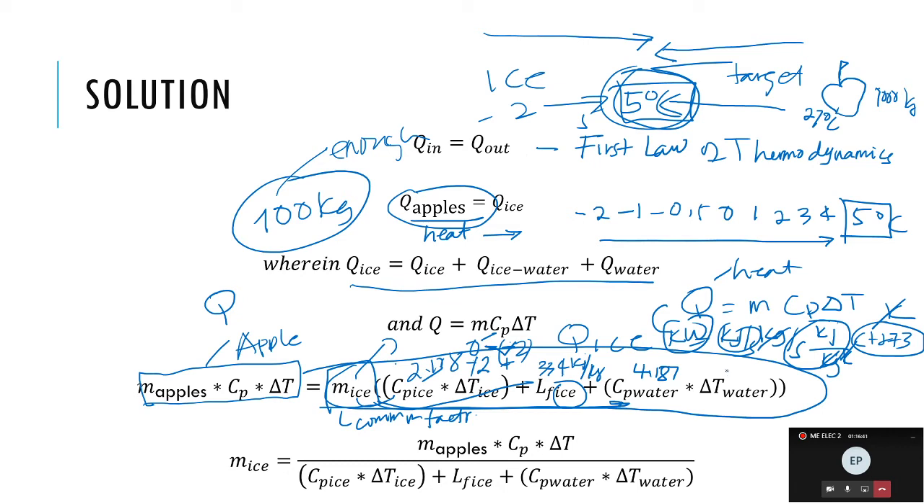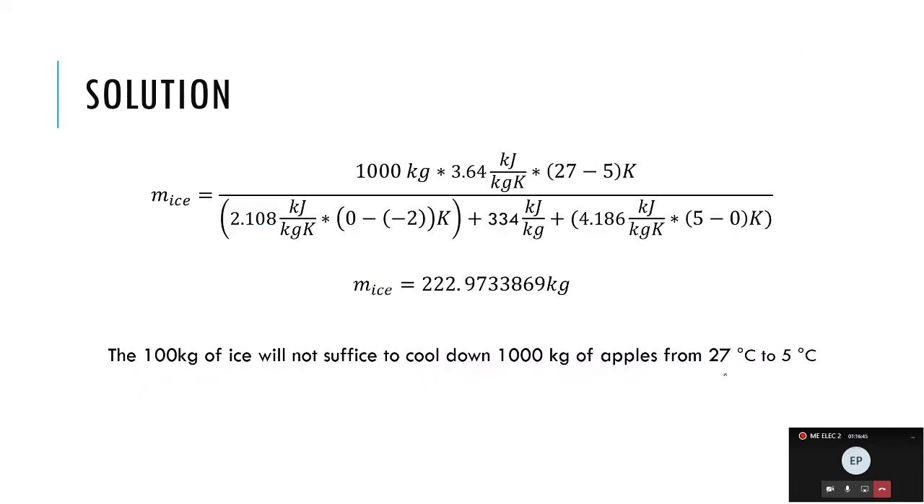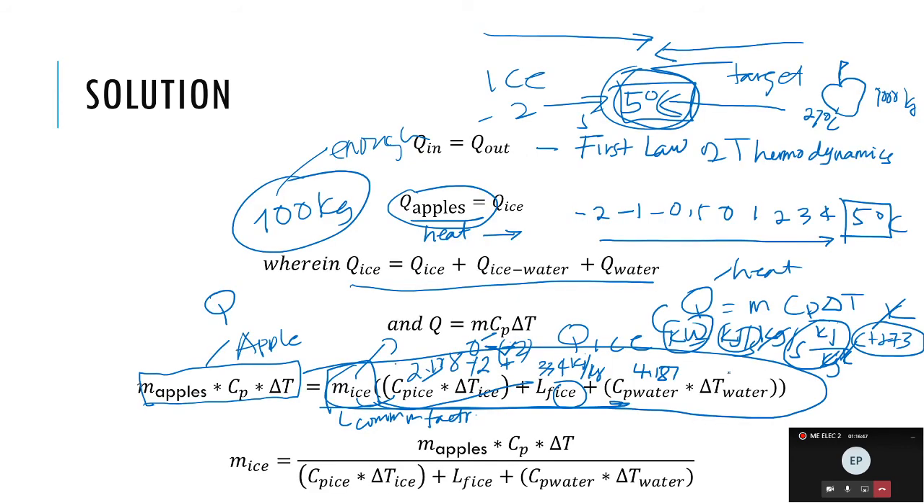Do you know the delta T involved in the water? Alam ba yung mangyayari sa tubig? Yung tubig, 'di ba yung yellow naging tubig, anong target natin? 5. Kasi tubig na yan eh. Kung 0 lang siya, 'di ba, yellow pa yan, tas naging tubig, 'di ba? Kaya nga nagkaroon ng latent heat of fusion.